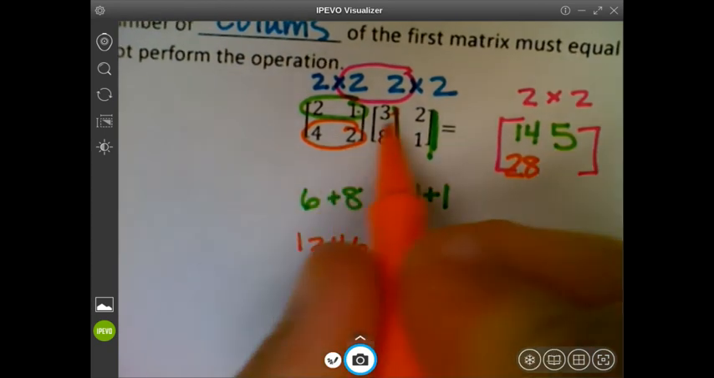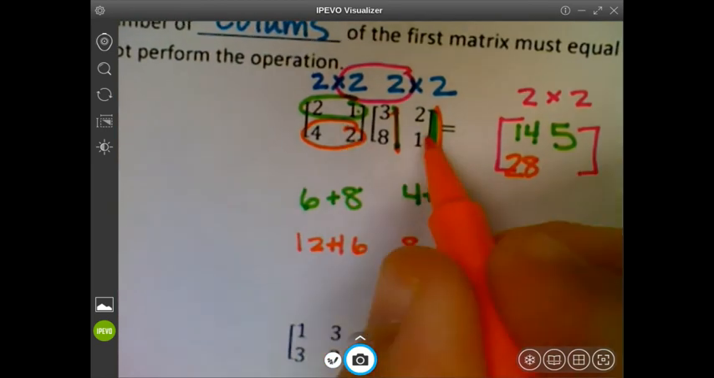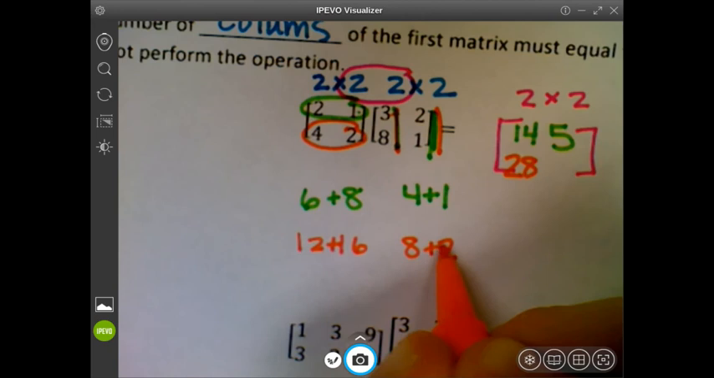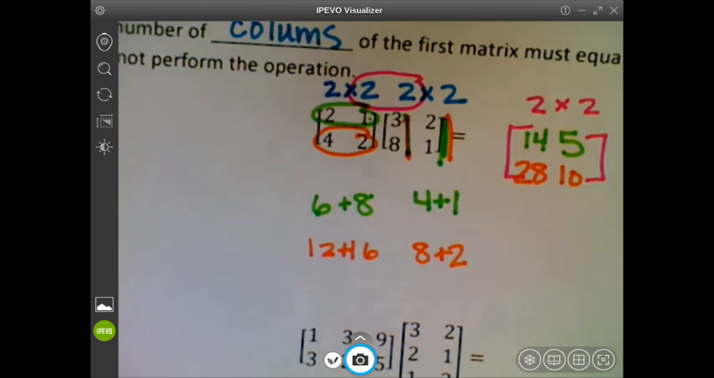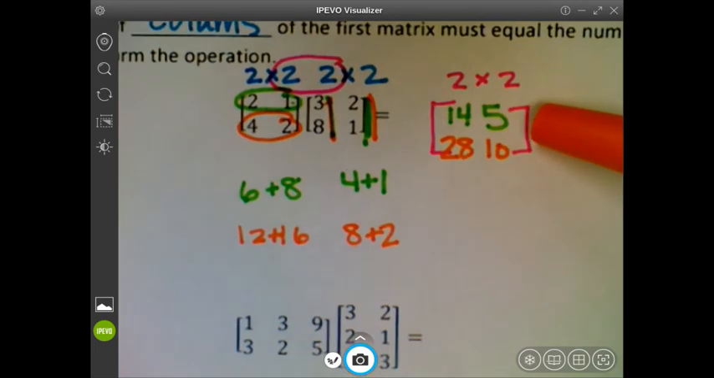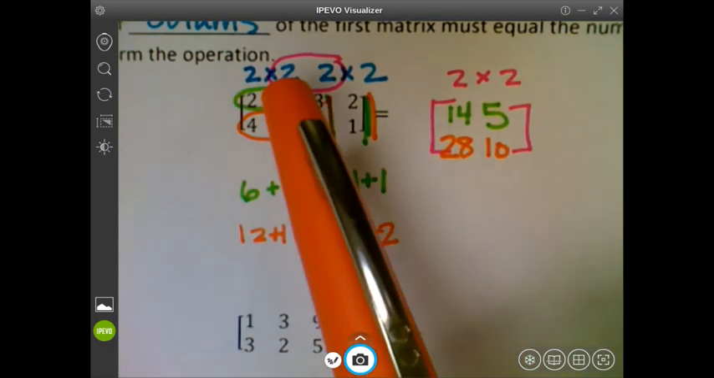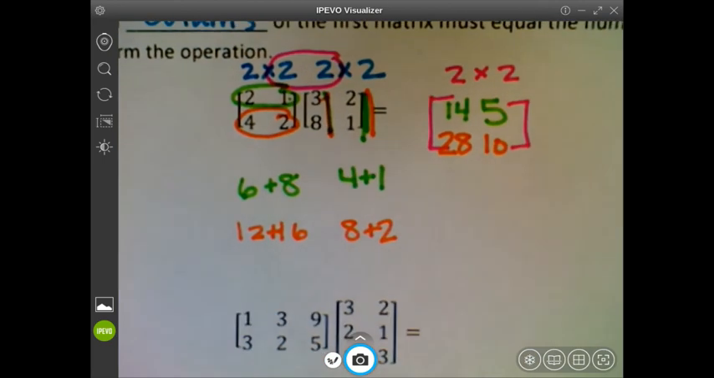And then last but not least, second row, second column. So 4 times 2 is 8. 2 times 1 is 2. Add them together, we get 10. So when you multiply a 2 by 2 matrix by a 2 by 2, you get a 2 by 2. That's a lot of 2s. But it's always this process of rows times columns, rows times columns.